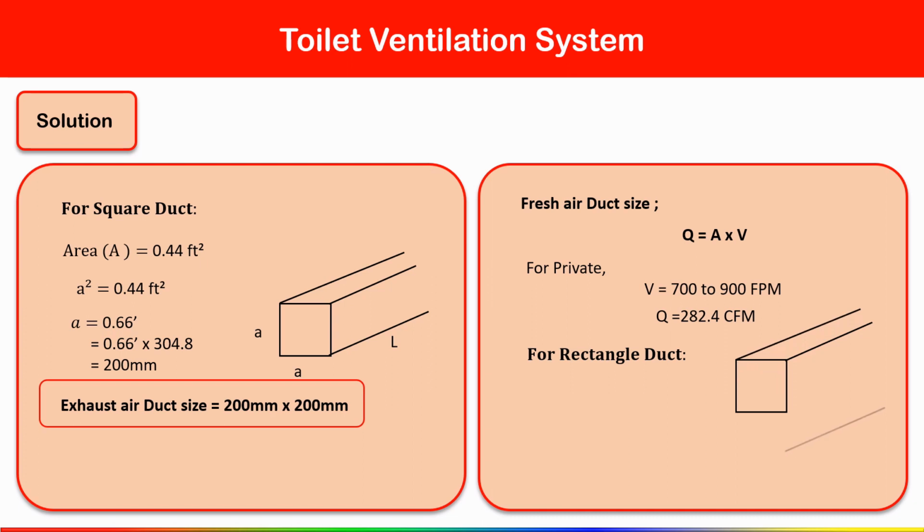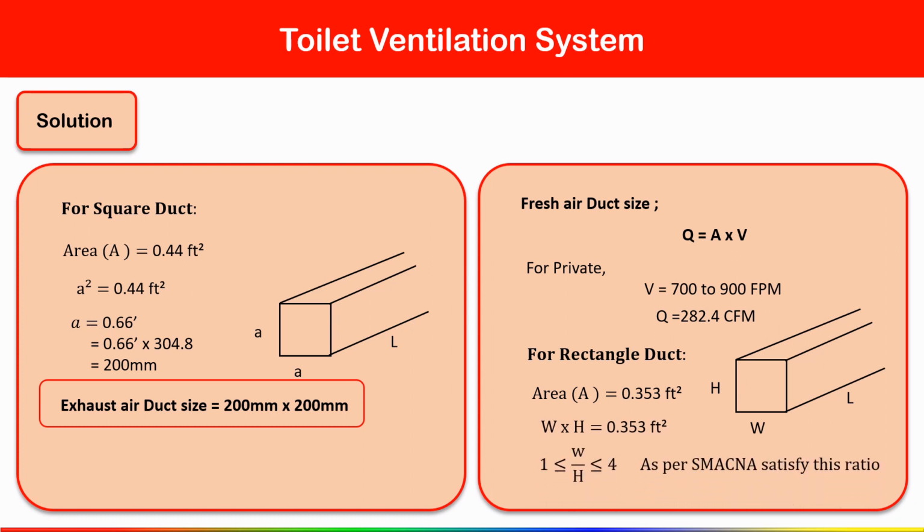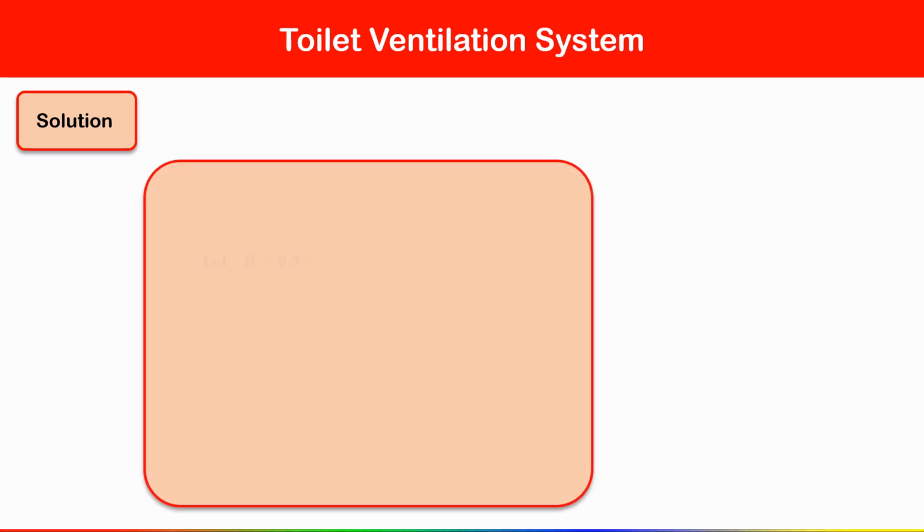Suppose you are doing the sizing of a rectangular duct. At that time first we need the area, so when we calculate, you will get around 0.353 square feet, and we know that the area of a rectangle is width into height. Here you have to assume the height, and you have to follow this ratio. If this aspect ratio value is coming between 1 to 4, it means your duct size is correct. Now suppose here I am assuming height is equal to 0.3 feet. Put the value, you will get the width.